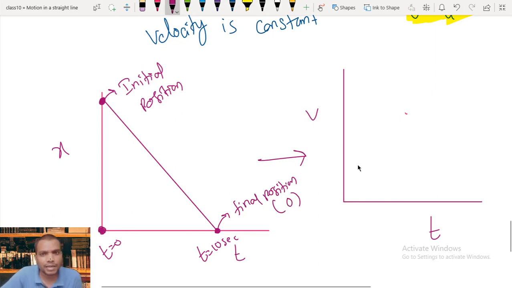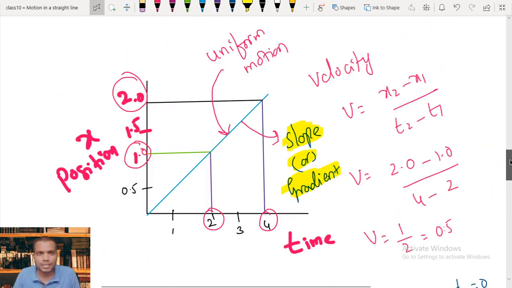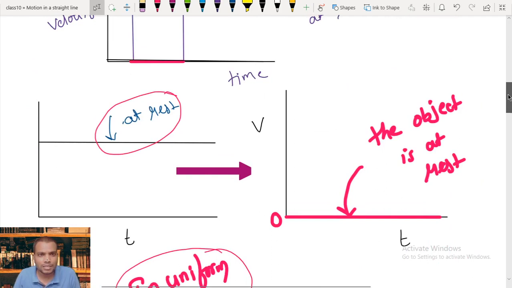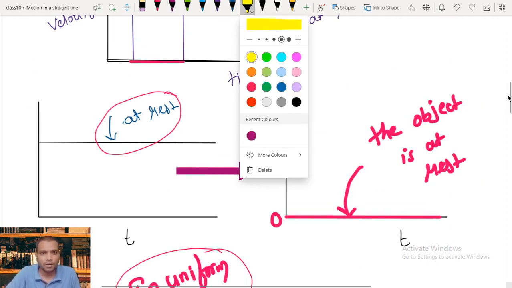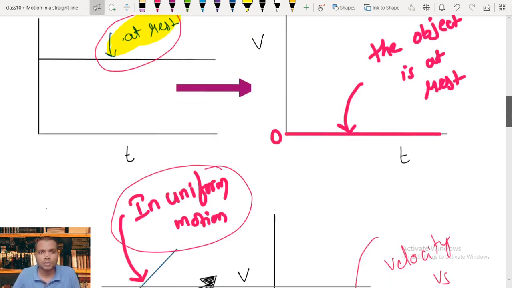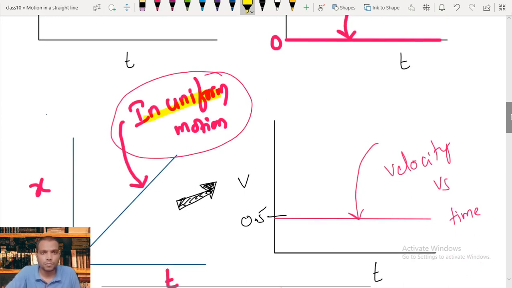Now if this is the case, try to plot what could be the velocity versus time graph. We talked about an object at rest. So this is the position versus time graph for an object at rest. And the second case we talked about is an object in uniform motion.